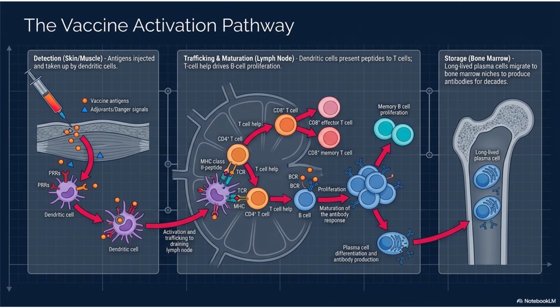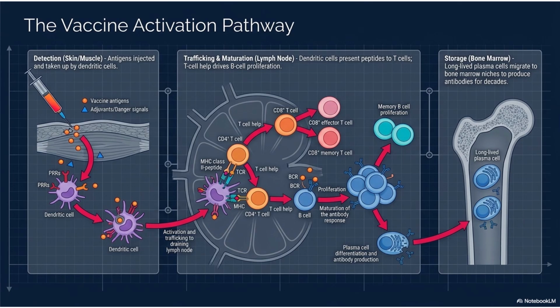Inside the lymph nodes, the antigen-presenting cells display fragments of the antigen to T cells and B cells, activating the specific cells that can recognize this pathogen. The B cells then proliferate, mature, and refine their antibodies. Finally, we reach storage. The freshly generated long-lived plasma cells migrate to the bone marrow, where they can continue secreting protective antibody for years, while memory B and T cells circulate throughout the body.